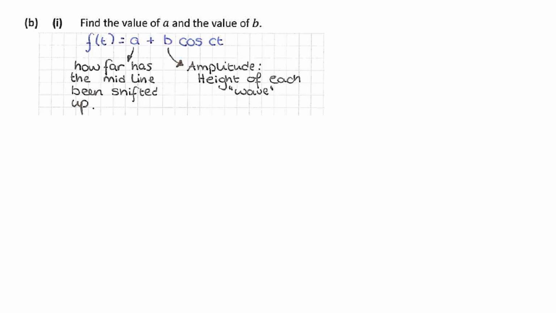If we had no A there and it was just B cos ct, that B would represent the range. So if it was 3 cos, we would know the range would be minus 3 to 3. But that's only because the x-axis is the center line. There's a symmetry there above and below the x-axis. Once we have a shift, that's no longer true. So instead we can think of it as the amplitude, or the height of each of the waves.